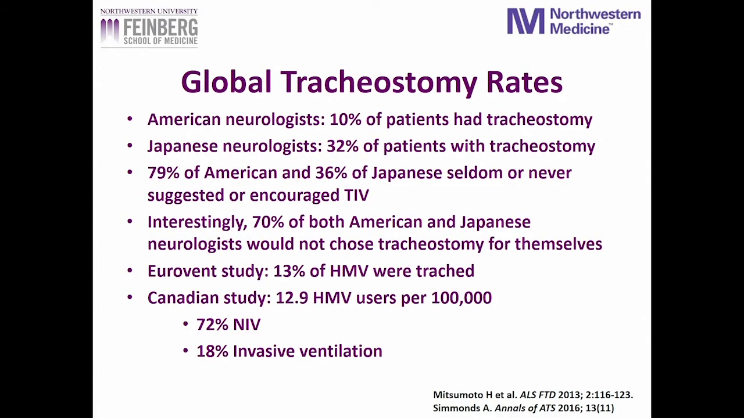So when we talk about global tracheostomy rates, let's talk about America versus the world, right? So in the United States, about 10% of patients actually end up with a tracheostomy. When you actually look at the Japanese literature, about 32% of those patients end up with a tracheostomy, and that's very different. When you talk about people caring for people living with ALS, you would ask most people, we can do everything we can with non-invasive ventilation, don't need to do a tracheostomy. The Japanese tend to not use as much non-invasive ventilation, and that's why they tend to have higher numbers of tracheostomy patients.